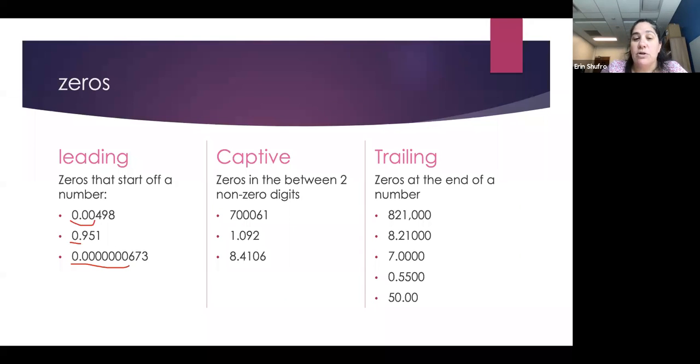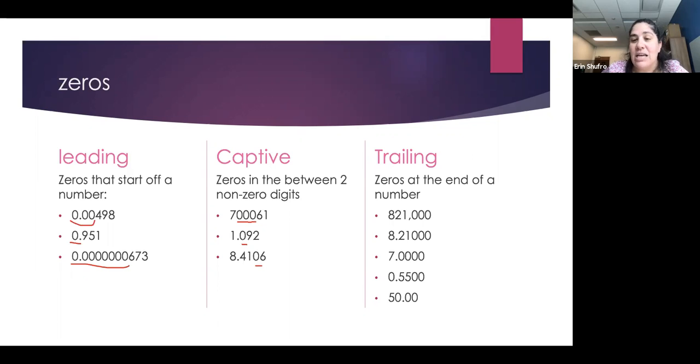The next type of zero you might encounter in your measurement are captive zeros. Those are zeros that are between two non-zero numbers. Sometimes you might see them called sandwich zeros because they're sandwiched between two non-zero numbers. Okay, that's these guys here, right? Captive zeros are always important. So they always tell you something about the amount of uncertainty in your measurement. They're important, okay? They're always significant.